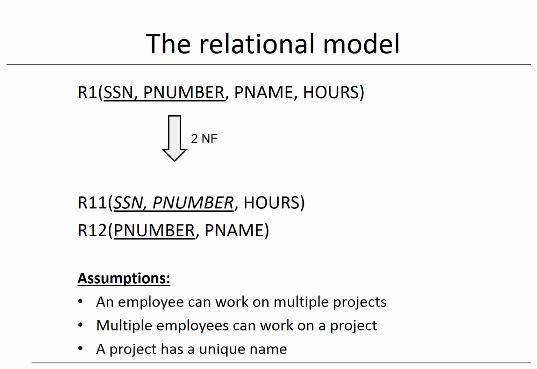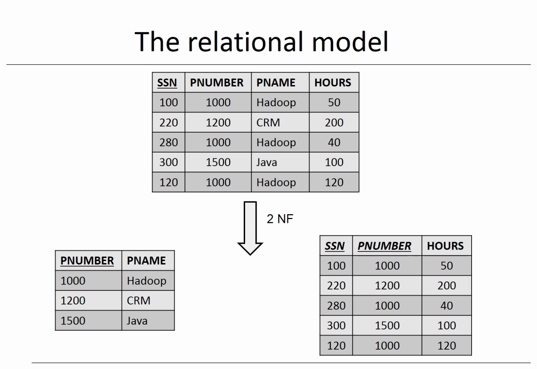Hence, we need to remove the attribute type pname and put it in a new relation, R12, together with P number. The relation R11 can then be called works on, and the relation R12 can be referred to as department. Here you can see this illustrated with some example tuples.